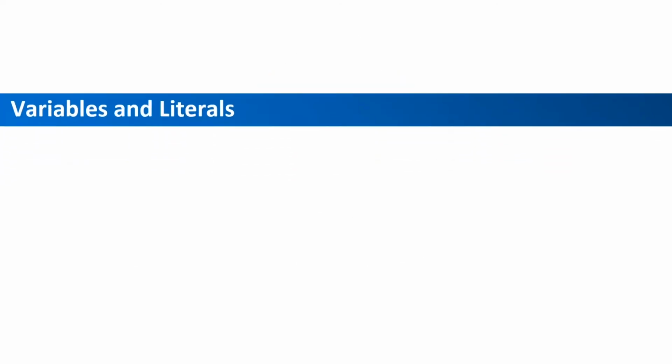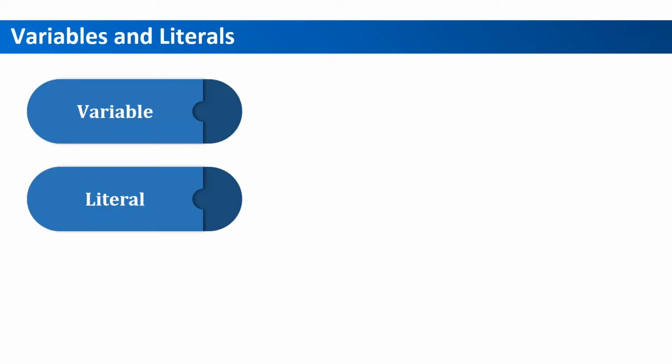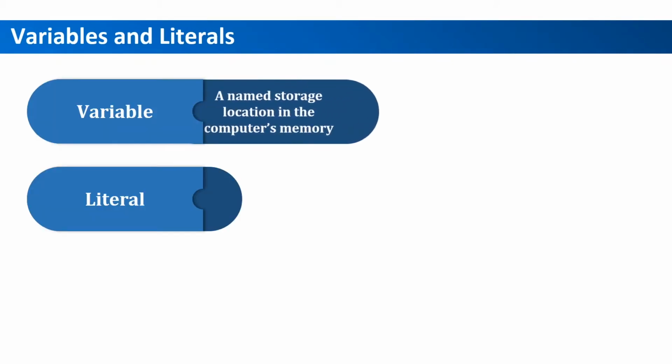In this video, we will learn the difference between the variables and literals. A variable is a named storage location in the computer's memory. Since it's stored in the memory, you can access it by its name at any point in the code.